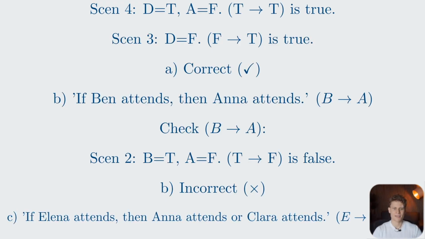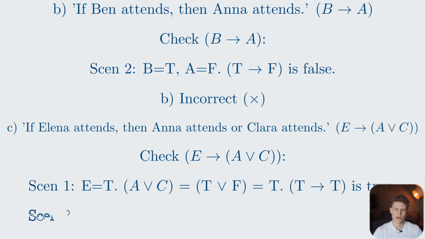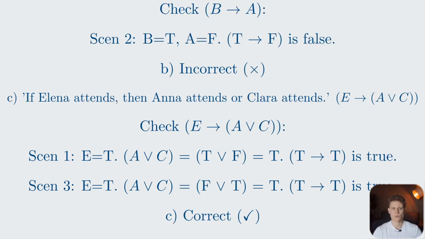Let's look at statement C. If Elena attends, then Anna attends or Clara attends. In logic, this is E implies the disjunction of A and C. We need to check that whenever E is true, at least one of A or C is true as well. Let's check the scenarios where Elena attends, which are scenarios 1 and 3. In both scenarios where Elena attends, the condition A or C is met. Therefore, statement C must be true.